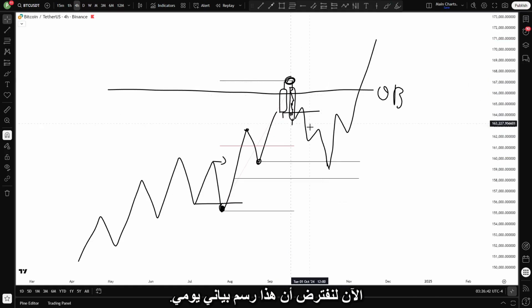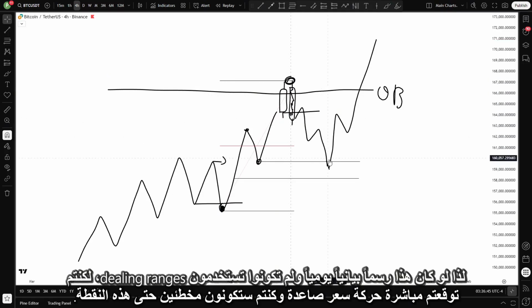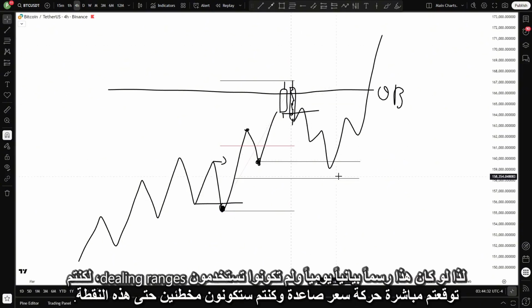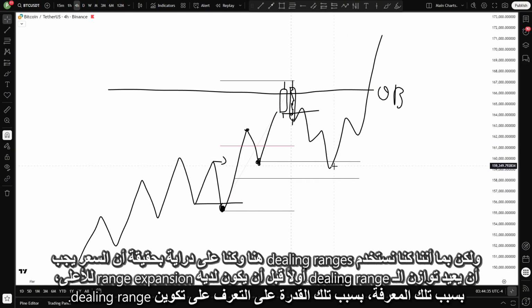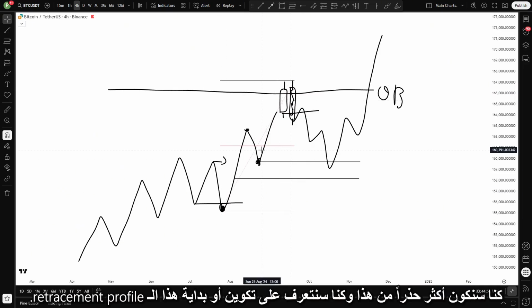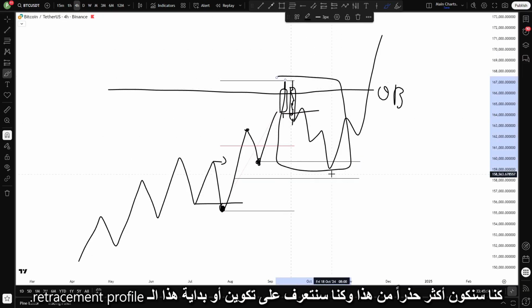Okay, now let's assume this is a daily chart. So if this was a daily chart and you weren't using dealing ranges, then you would have straight away expected bullish price action and you would have been wrong up until this point. But because we were using dealing ranges here and we were aware of the fact that price has to first rebalance the dealing range before having a range expansion higher, because of that knowledge, because of that ability to recognize the formation of a dealing range, we would have been much more cautious of this and we would have recognized the formation or the start or the beginning of this retracement profile.